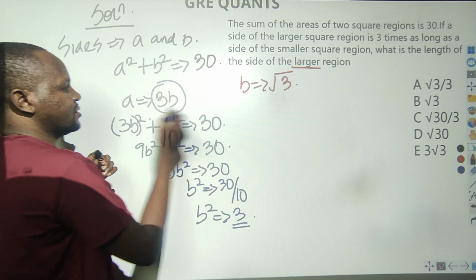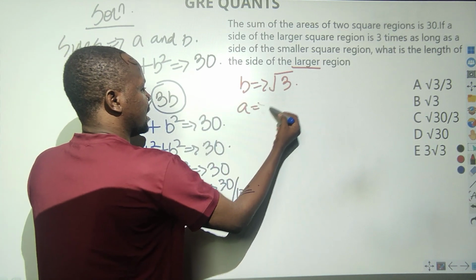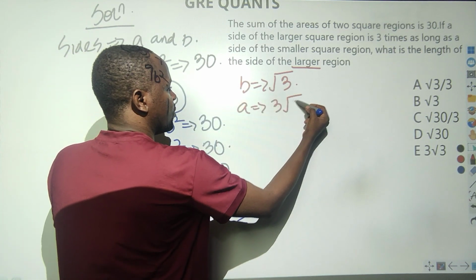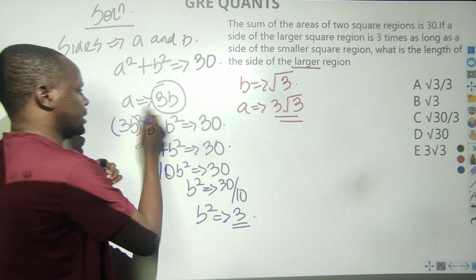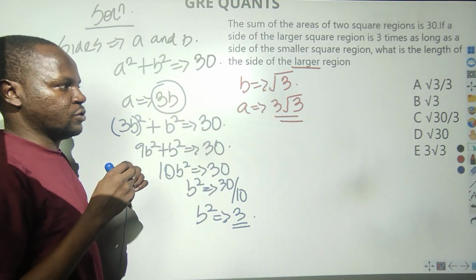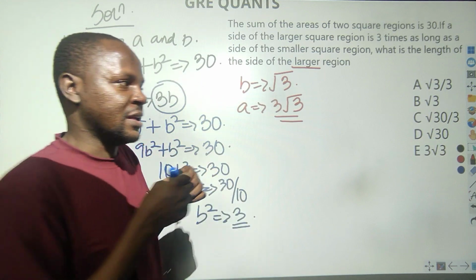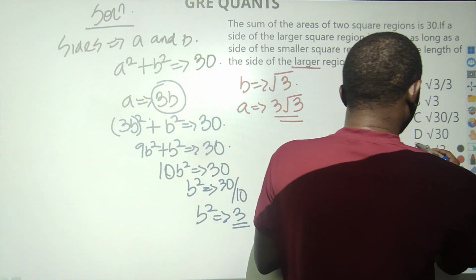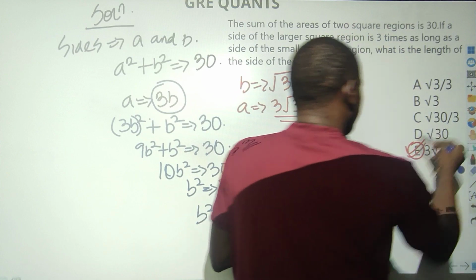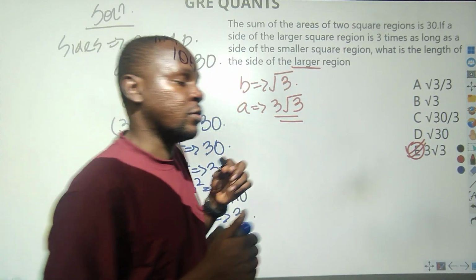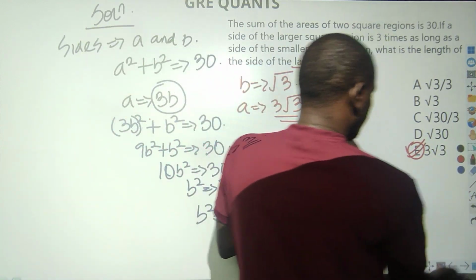We are told that this A is 3 times of B. That is from A, 3 times of B. So which one is larger between root 3 and 3 root 3? It goes without saying that 3 root 3 is larger than root 3. So this is also a kind of question you expect. Let's check the third one.